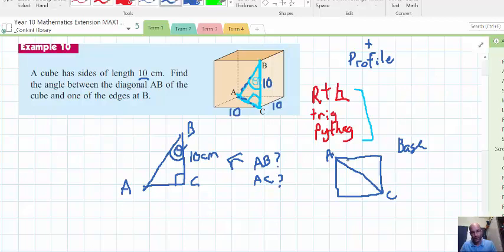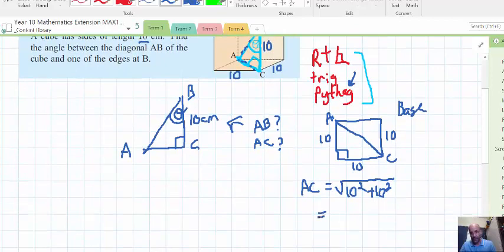So that's AC, and we know that we've got 10, 10, and we can put a right angle in there, and with Pythagoras' theorem we can find AC, because AC squared equals 10 squared plus 10 squared. So AC is the square root of 10 squared plus 10 squared. So we did predict that maybe Pythagoras will be involved, and here we are. So that's square root of 200.